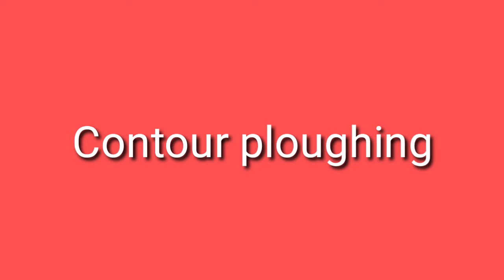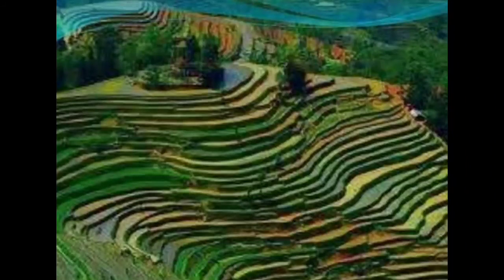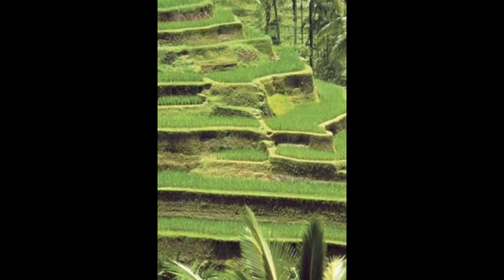Another method is counter ploughing. Counter ploughing is ploughing the land in curves, especially on slopes, just to slow down the flowing of water. Another is terrace farming. This is practiced on the mountains, where the mountains are cut to look like steps. This helps water flow down slowly, which will prevent soil erosion.